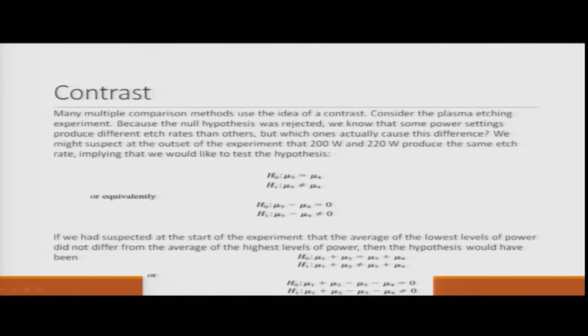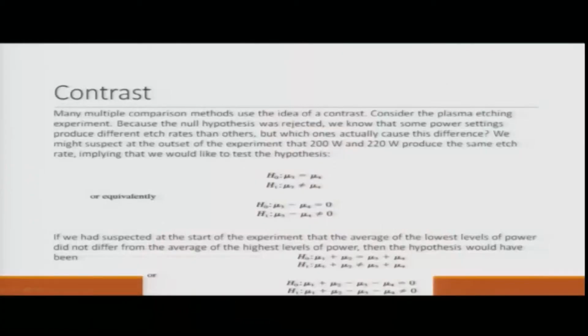We might suspect at the outset of the experiment that 200 and 220 produce the same etch rate, implying that the null hypothesis can be framed as mu 3 equals mu 4, the third and the fourth, which are 200 and 220, with respect to the alternative hypothesis that they are not equal. Equivalently, the difference between the mu values for the third and the fourth is 0, with respect to the alternative hypothesis that it is not equal to 0.